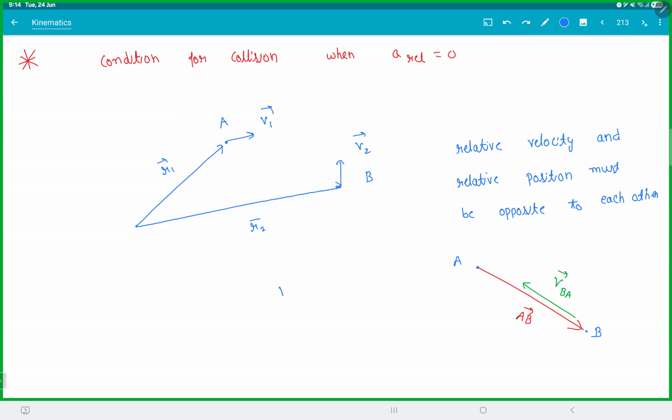So that means vectorially you can write it like this. So VAB cap must be equal to minus RAB cap. This is nothing but VA bar minus VB bar, so you want a unit vector of this, mod of VA minus VB. The directions must be opposite. This is minus of RA bar minus RB bar by mod of RA bar minus RB bar. This is the vector condition for collision of two particles when a relative is 0. The relative velocity vector and the position vector must be opposite to each other, meaning the unit vectors must be opposite.